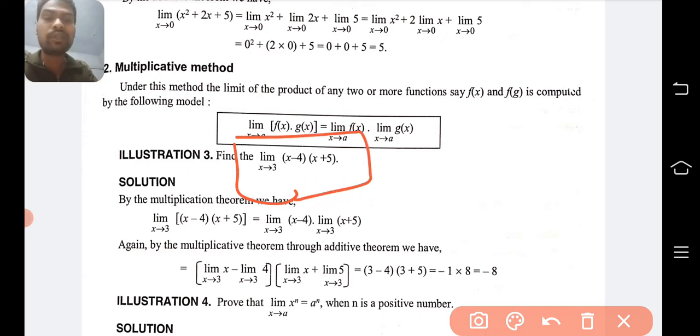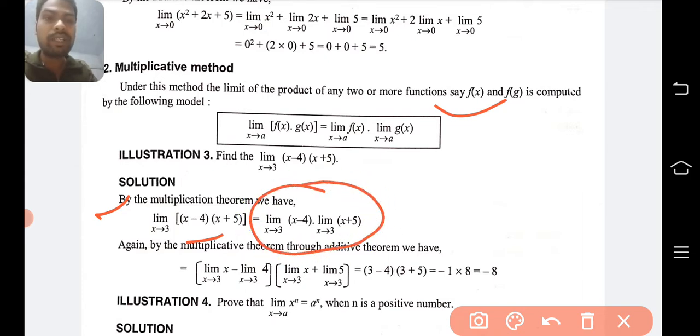The limit x tends to 3. So we can take the limit x tends to 3 of x minus 4 into x plus 5. In this way, according to the formula, this is equal to taking separately the x minus 4 term and the x plus 5 term. So write it this way: limit x tends to 3 of x minus 4, into limit x tends to 3 of x plus 5. Clear?